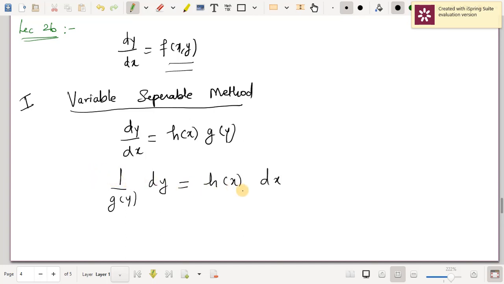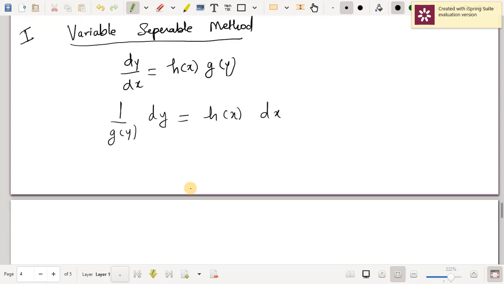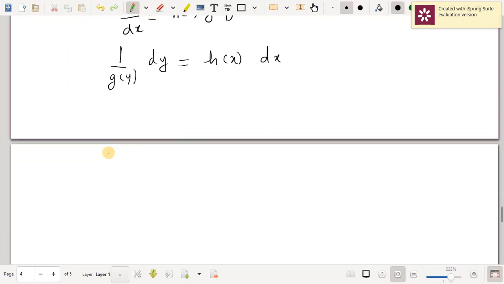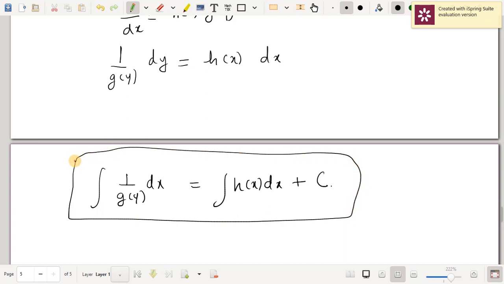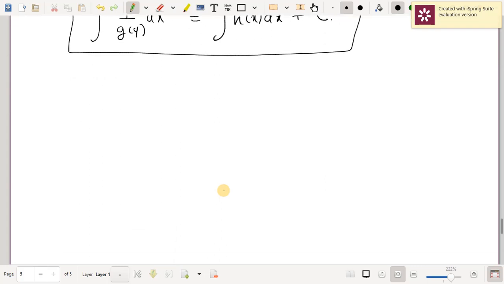Once we get this, next we just integrate on both sides. This integration is with respect to y, and this integration is with respect to x, plus the integral constant. Once you integrate, you will get an expression in terms of x and y, independent of any differential coefficient. So that's how we solve this: you just separate the variables and integrate both sides. Let us see some examples.